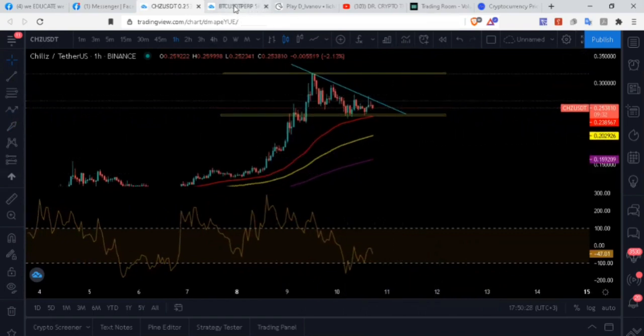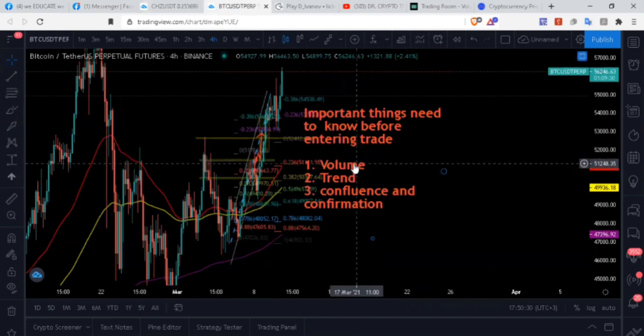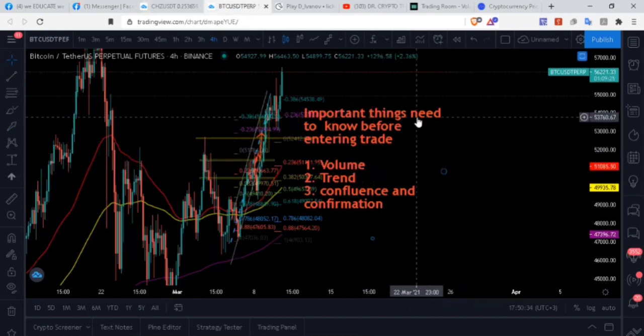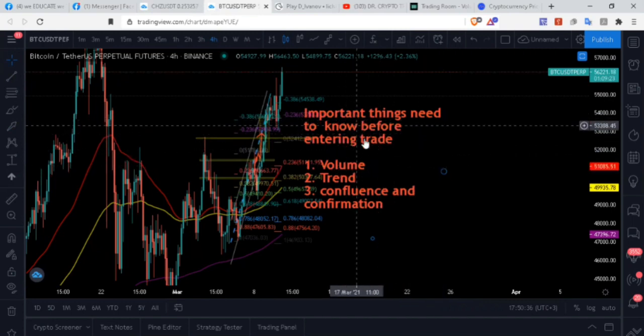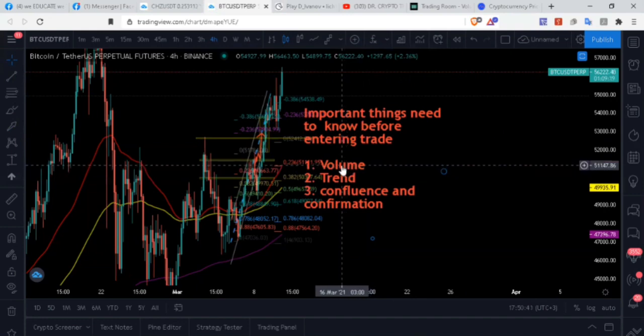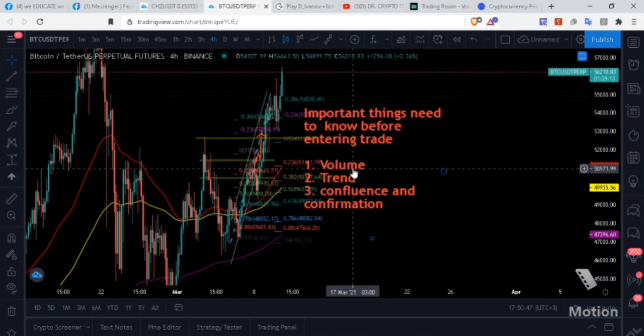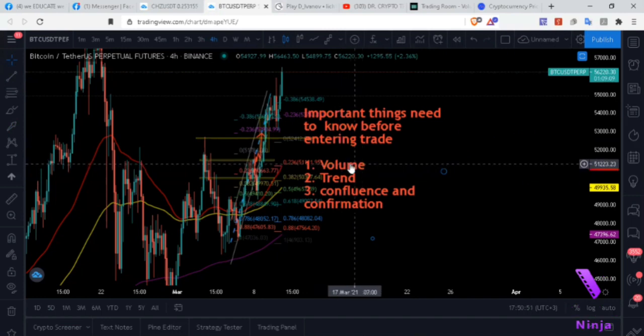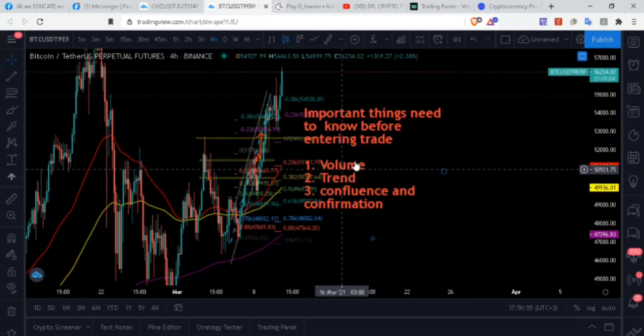So the criteria here is the volume. Again, I repeat, the important thing to know before entering the trade is volume. Volume is one of the key factors in trading. It's like fuel. Without fuel, the vehicle cannot run. The same is true of volume. Without volume, a coin cannot go up or down.